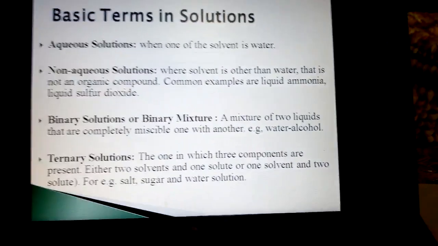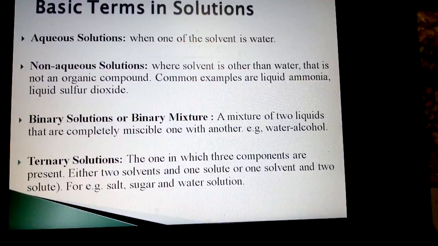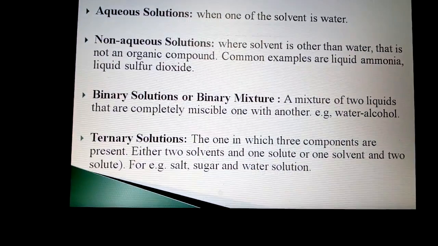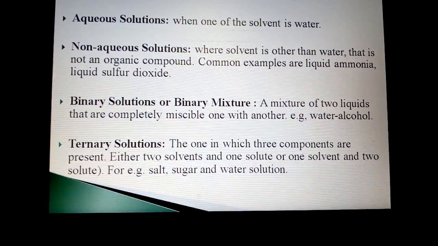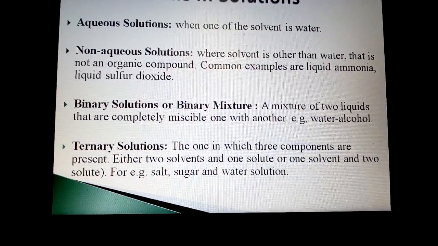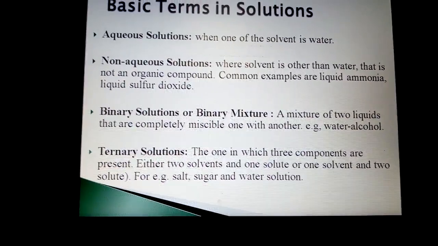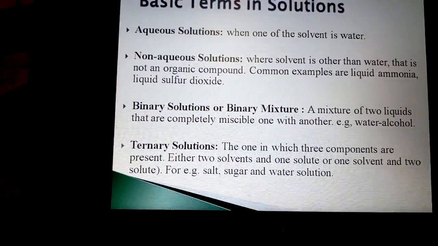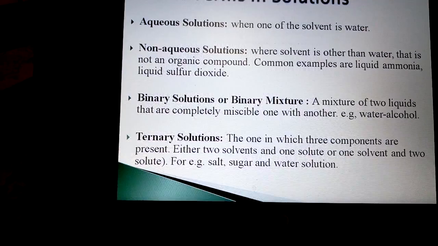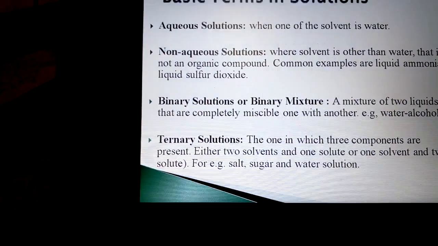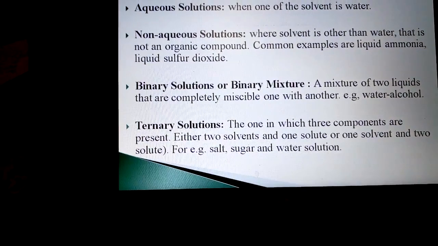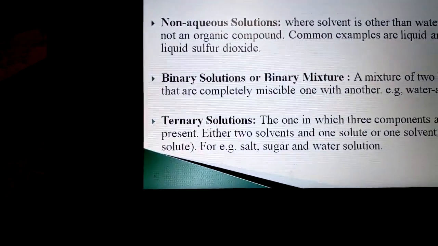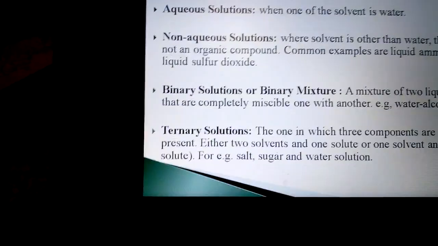There are a few basic terms involved in our solution chapter, which we have to go through before we start Raoult's law or the concentration units or other topics. These are the common terms which we use in our next lectures: aqueous solution, non-aqueous solution, binary solutions or binary mixture, ternary solutions. Some more basic terms are also taken under consideration, that is the concentrated solution or the diluted solution.